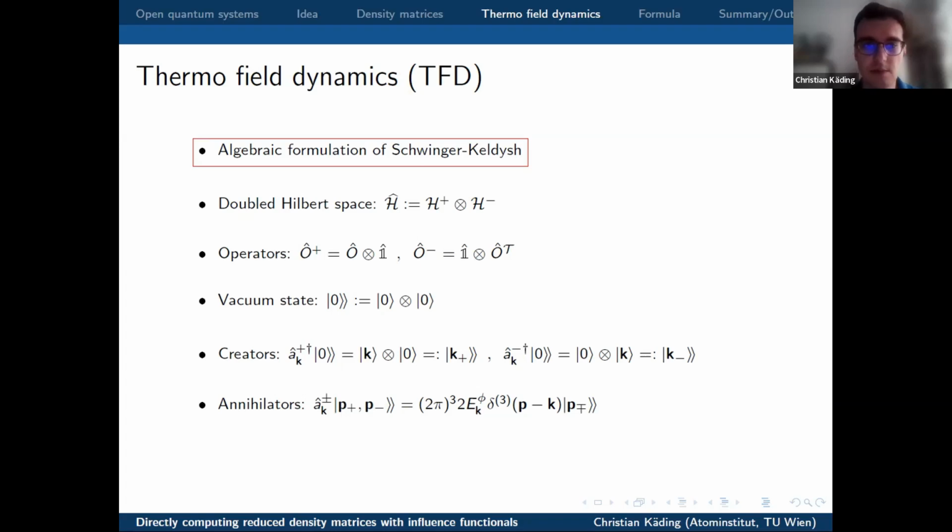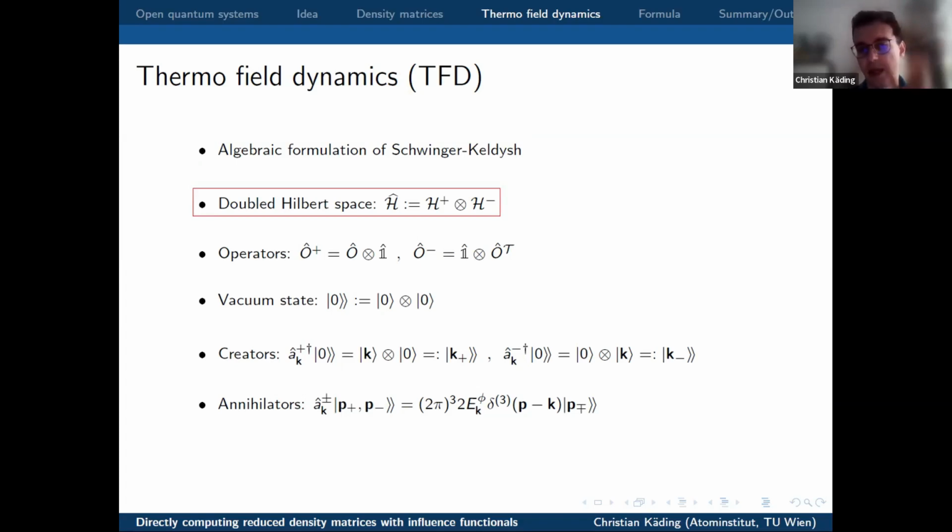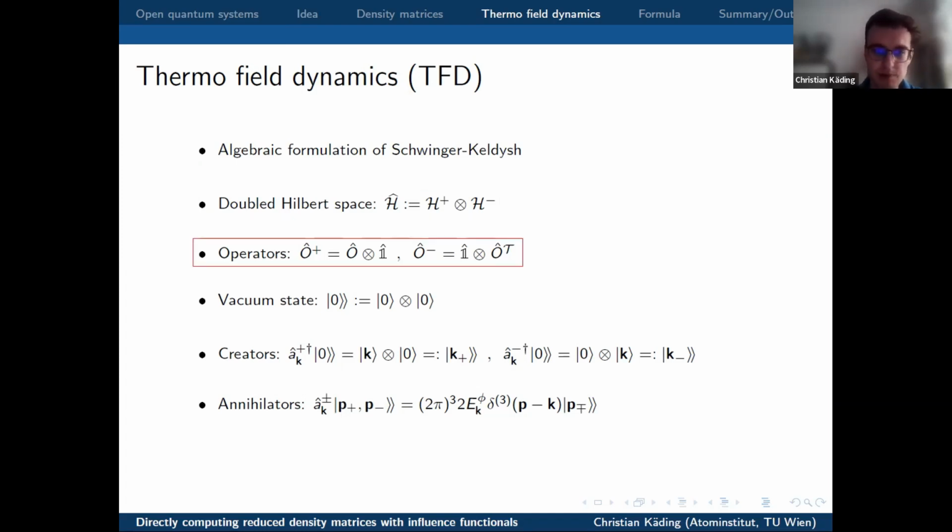Thermo field dynamics is, in some sense, an algebraic formulation of the Schwinger-Keldysh formalism. You're working in a double Hilbert space here. So you have H plus times H minus. H plus is the Hilbert space corresponding to the positive time branch of the Schwinger-Keldysh contour, and H minus correspondingly corresponds to the negative time branch. And you can define operators on these two Hilbert spaces. The plus one just lets you act with the ordinary operator on the plus space times the unit operator on the negative space. But if you consider an operator with a minus, one that acts on the negative space, then you actually have to consider time inversion.